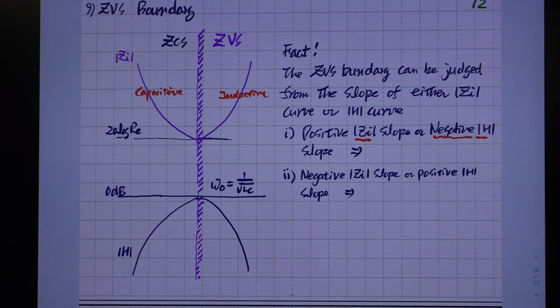If H has the negative slope, then if the operational frequency is set in that region, you have GBS operation. And otherwise, you will have GCS operation.